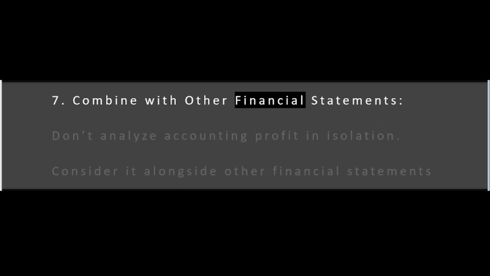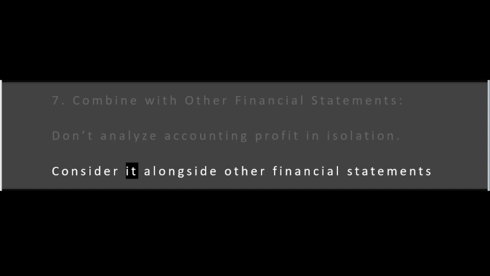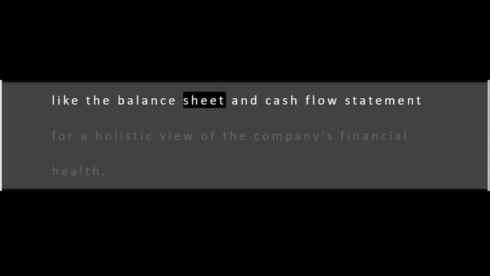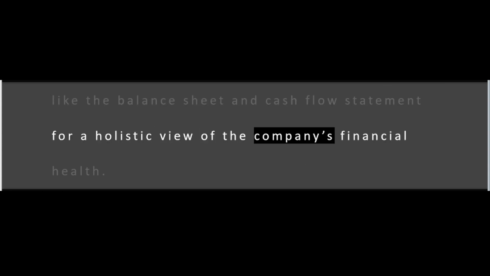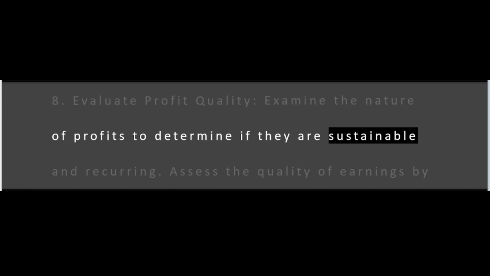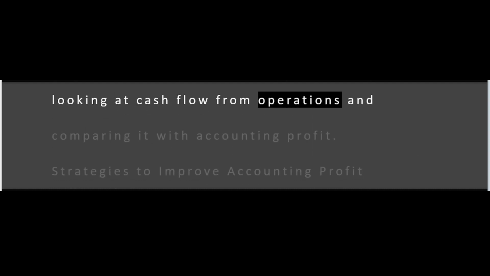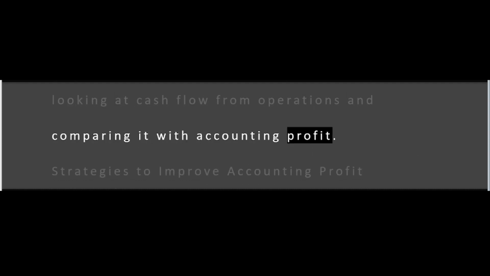7. Combine with other financial statements. Don't analyze accounting profit in isolation. Consider it alongside other financial statements like the balance sheet and cash flow statement for a holistic view of the company's financial health. 8. Evaluate profit quality. Examine the nature of profits to determine if they are sustainable and recurring. Assess the quality of earnings by looking at cash flow from operations and comparing it with accounting profit.